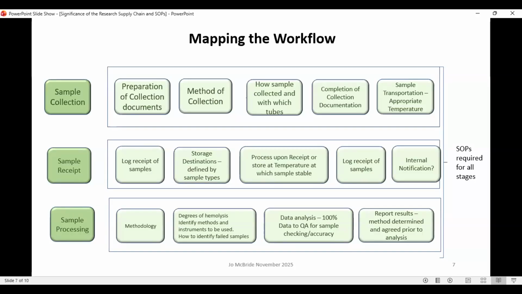Then again, will the samples be transferred to different storage tubes or containers prior to storage? How and where will the samples be stored? You need to identify the fridges, freezers, shelves, cupboards, and for sample processing, identify the applications to be used, identify what constitutes a good or bad sample result, and by using a workflow like that, you can develop this as part of your SOP, because it helps you to define within the workflow the number of SOPs that will be needed.